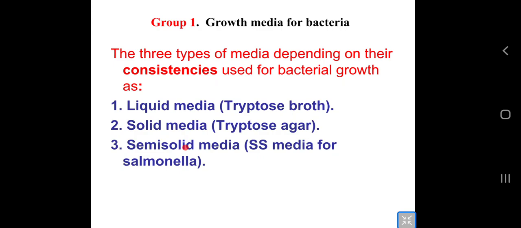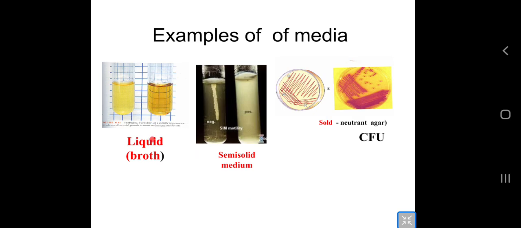Okay, now remember, you need to know these 3: liquid, semi-solid for motility, and solid media. Here, I don't want any student to miss this question. I'm going to ask you: colony forming units you are going to find only on solid media, not on liquid media, not on slant.